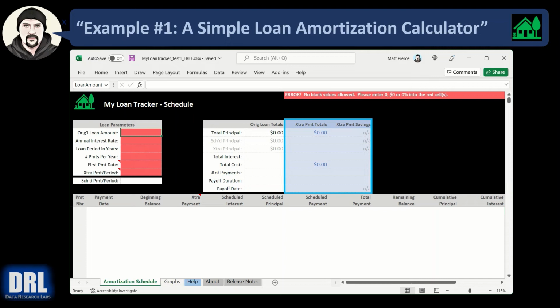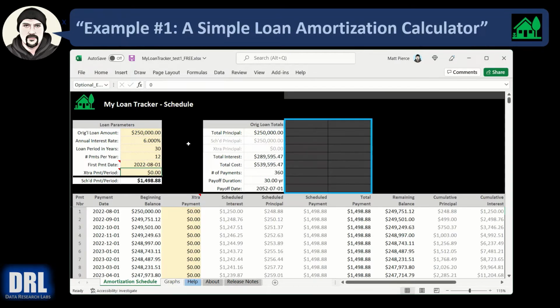Here's the free loan amortization spreadsheet. I've started with the cells all deleted here. Usually you wouldn't start this way, but I wanted to do that to show you the error message up here. So let's get started and put in the loan amount of $250,000, the annual interest rate of 6%, the loan period of 30 years, and the number of payments, 12 per year, monthly. And we'll set the first payment date at August 1st, 2022. And we'll set the extra payment per period to be $0. And bam, we get our results here.